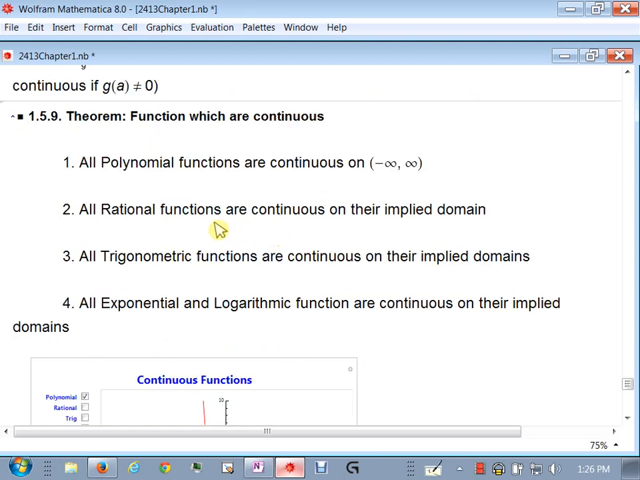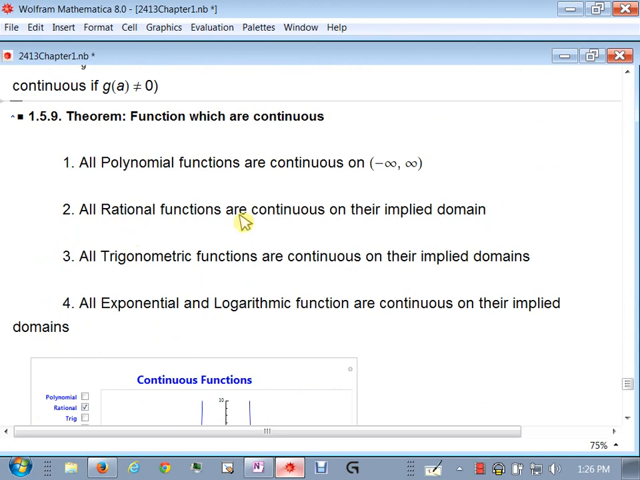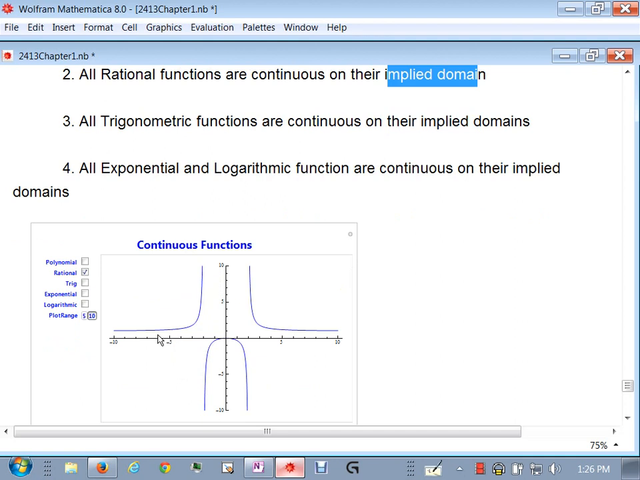Rational functions were the ones that had, so here's a polynomial, right? Nice, draw it without picking up my pencil. Rational functions, they had these breaks in them. They had asymptotes, right? So this can't be continuous everywhere, can it? No. But it's continuous on its implied domain. That means everywhere the function is defined, so if you take out the vertical asymptotes, everywhere else, it's nice and smooth. You can draw that piece without picking up your pencil. You can draw this piece by itself. You can draw that piece. So separately, each piece is continuous.